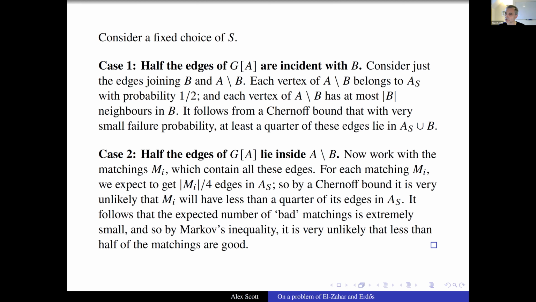Okay, so let's say a matching is good if it has at least an eighth of the edges in AS, and bad if it has less than an eighth. An individual matching is very unlikely to be bad, so the expected number of bad matchings is very small. And so by Markov's inequality, it's very unlikely that you get more than half the matchings being bad. Okay, so it's a straightforward probabilistic argument. You have to do a little dance and it works. Okay, so put those two together and add up the numbers and you get what we wanted.